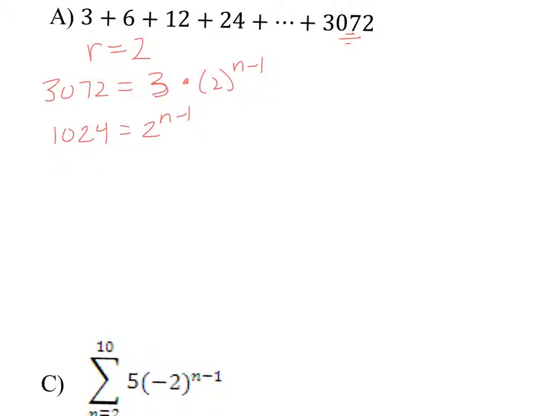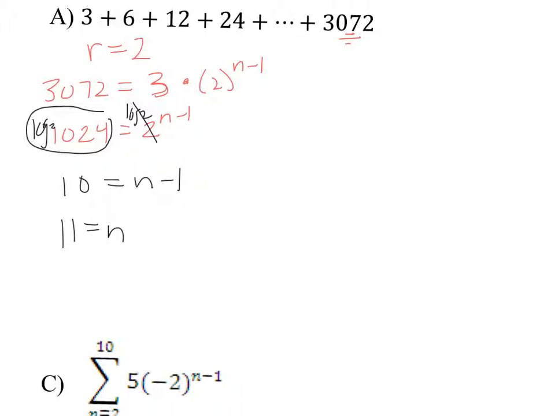Oh my gosh, 2 is an exponential base. How do you get rid of an exponential base? Do you remember log base 2 from chapter 7? If you put this in your calculator, you would get 10. The exponential base and log base cancel each other out, leaving just n minus 1. So 11 will be equal to n. So 3072 is my 11th term.